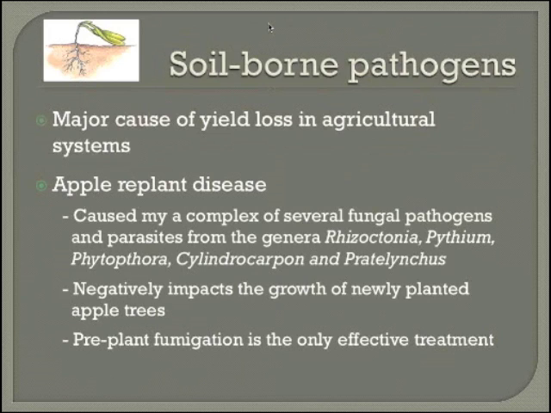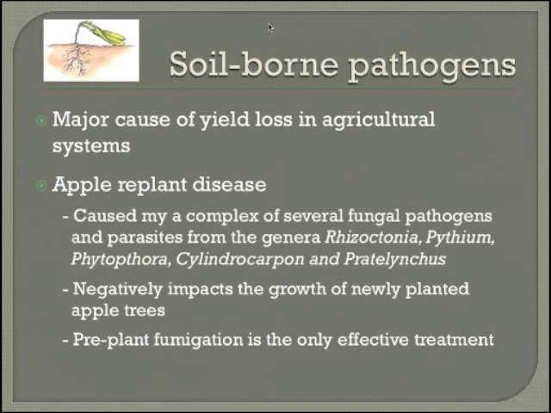So soil-borne pathogens are a major cause of yield loss and other problems in agricultural systems. And in apple systems, apple replant disease is a big problem. It's caused by a complex of several different pathogens and parasites, and these pathogens build up over the life of an orchard. They generally don't impact mature trees, but when you try to remove those mature trees and plant new young trees in response to maybe the age of the tree, or you want to put in a new variety, the young trees are really negatively impacted. They have poor establishment, and it negatively impacts the productivity of the orchard throughout the life of that system.